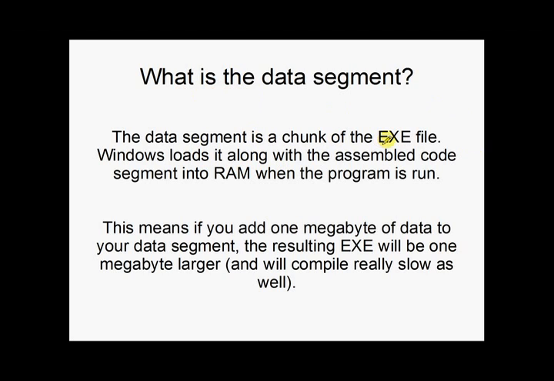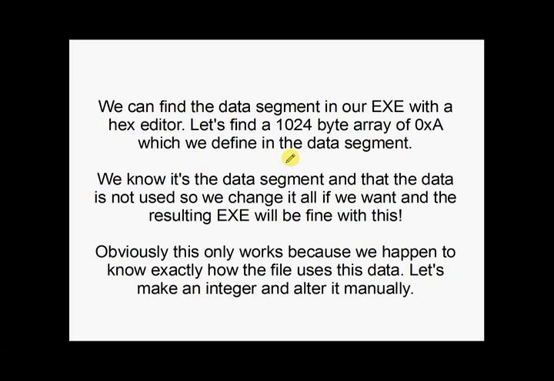Well, it's a chunk of the exe file, or your executable file. So Windows loads this chunk along with the assembled code segment into RAM when your program is run, and it being a chunk of your exe file means, interestingly, that if you add 1 megabyte of data to your data segment, the resulting exe file, when compiled, will be around about 1 megabyte larger. And it's going to compile really slowly as well.